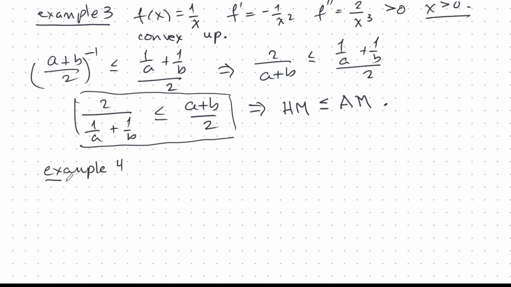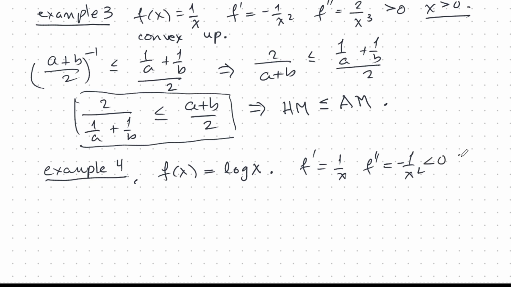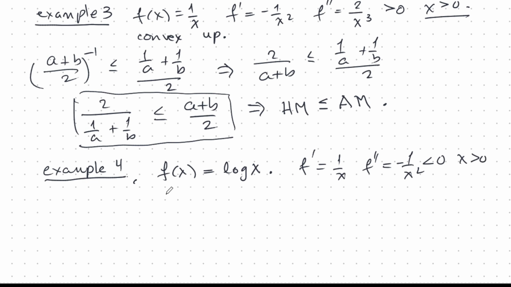Example 4, let's take f of x is log x, the natural logarithm of x. So f prime is 1 over x, and f prime prime is minus 1 over x squared. So this is actually negative when x is above 0. So this function is convex down. Okay, so f of x is convex down.